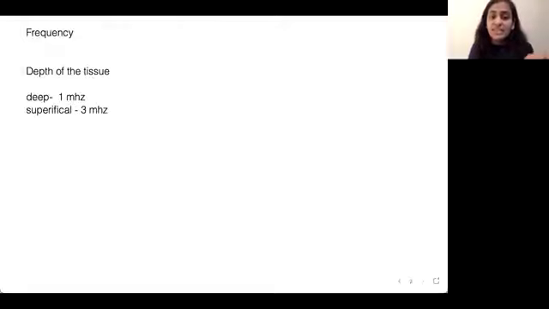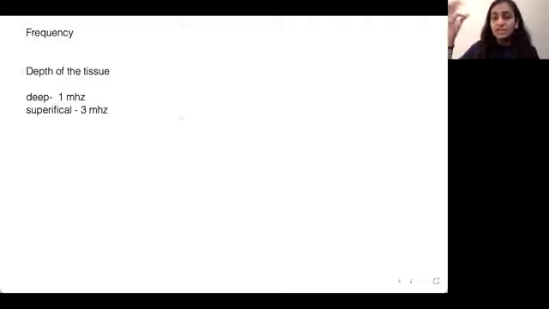Now remember, this has absolutely nothing to do with whether it is an acute condition or a chronic condition, nothing. The frequency is determined by the depth of the tissue. Always remember, I know we confuse a lot with acute, chronic. No. If the structure is superficial, it's going to stay 3 megahertz. If the structure is deep, it's going to stay 1 megahertz. Your frequency is just going to be based on the depth of the tissue.